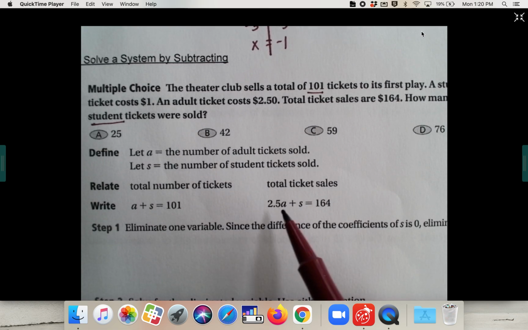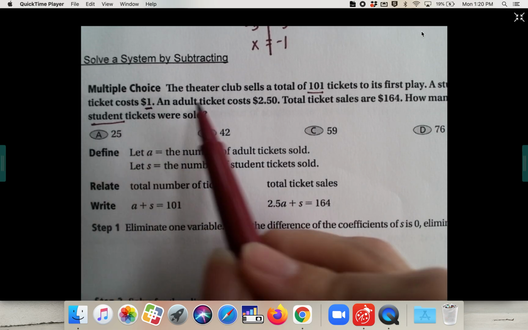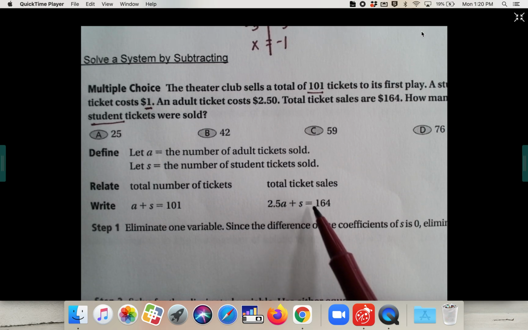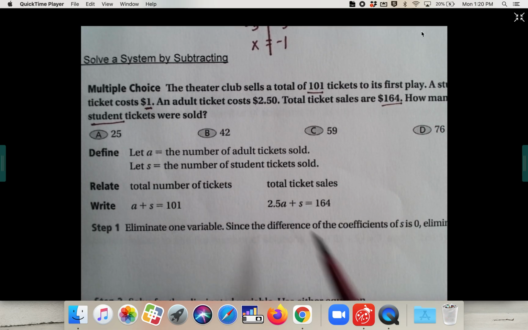Okay, but then let's do the money plus money equals money. $2.50 times the number of adult tickets plus, this is a $1 per student ticket because it's $1 each for student tickets, but they just have it hidden, invisible. That's okay. $1 times student tickets equals a total of $164. So those are my two equations.